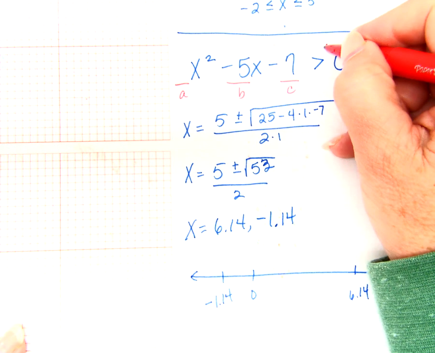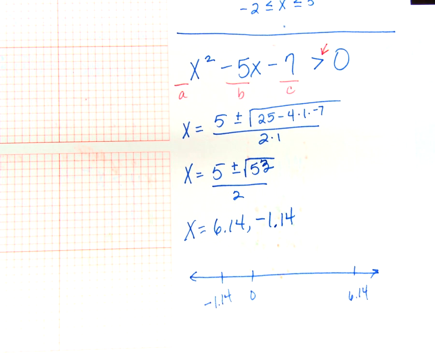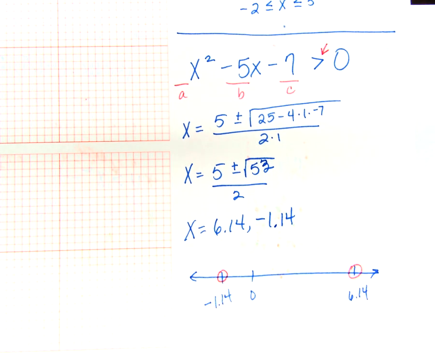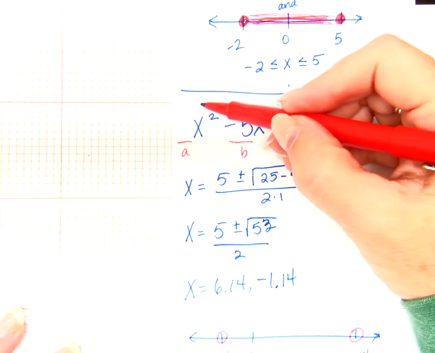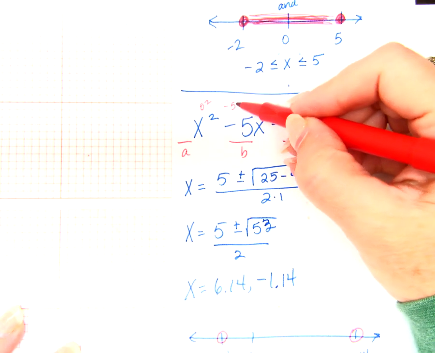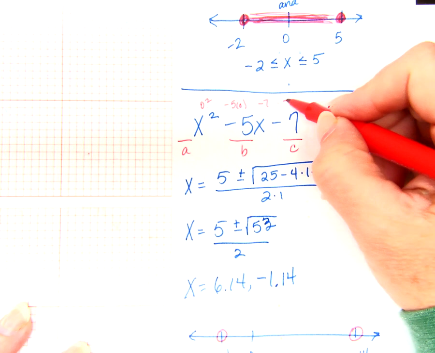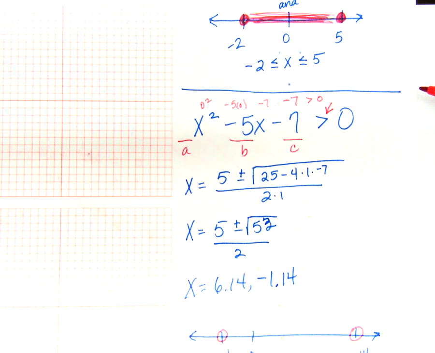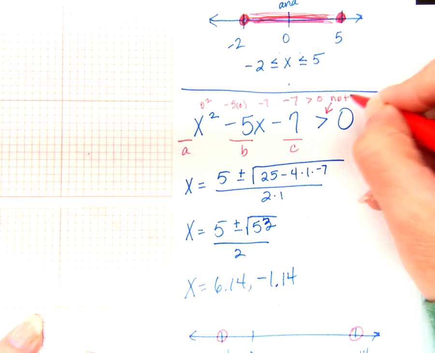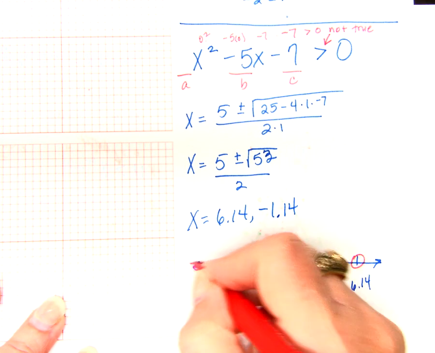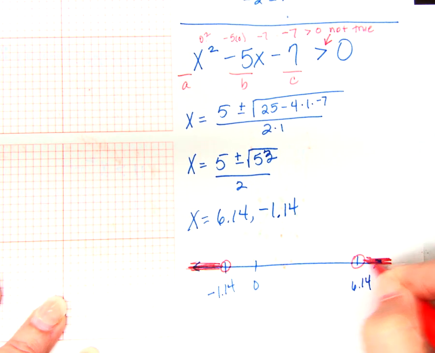Sometimes people like to go ahead and put their open or closed circles on first. Do you want open circles or closed circles? Open. So open circle here and an open circle here. Now I have to decide, am I shading inside the numbers or outside the numbers? Let's choose 0. 0 squared minus 5 times 0 minus 7. So 0, 0, 0 minus 7. So negative 7 is greater than 0. Not true. So am I shading where the 0 is? No, I'm shading away from the 0 and away from the 0.